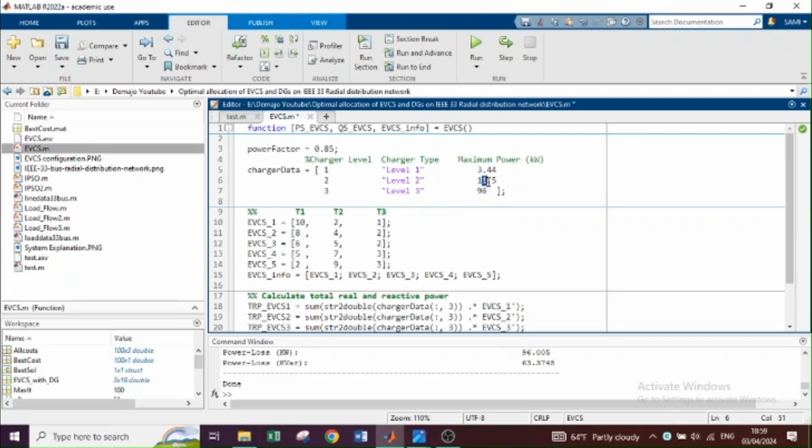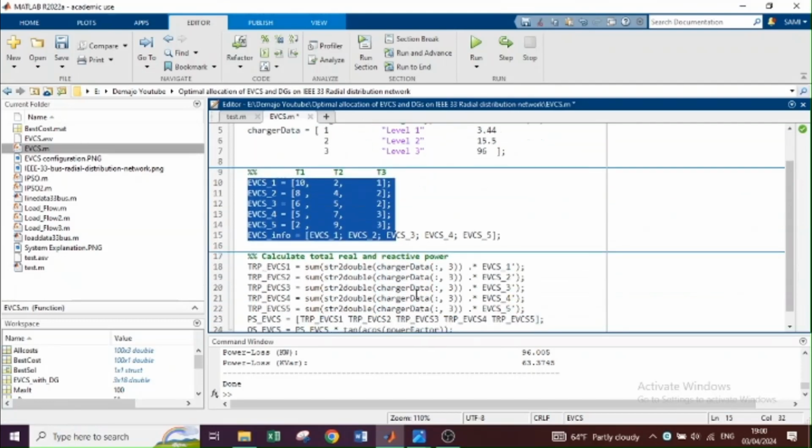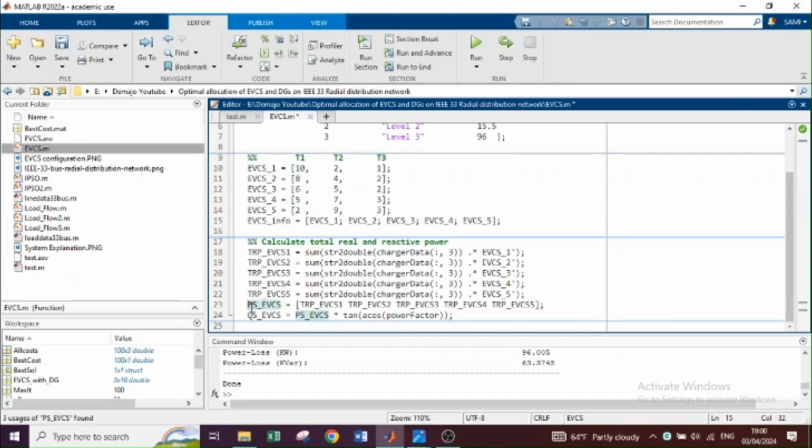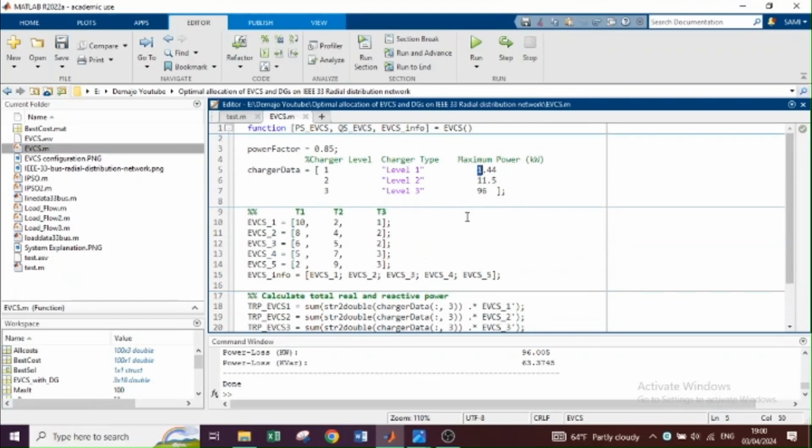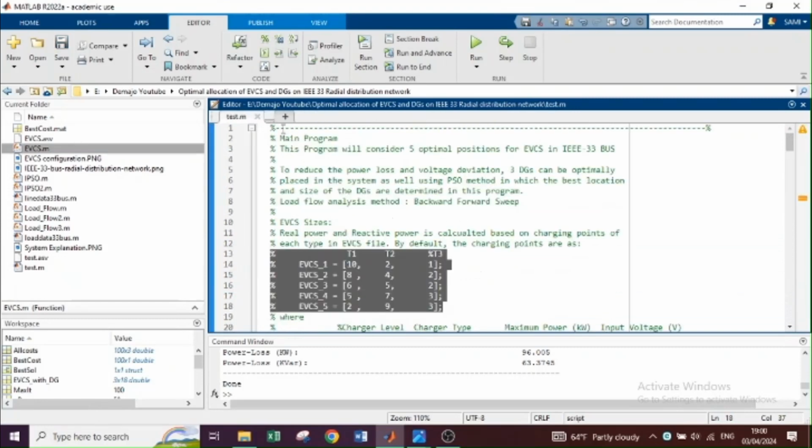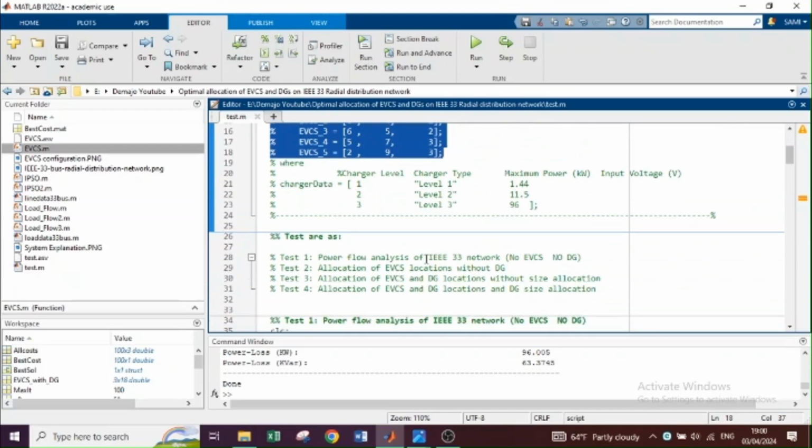Go ahead and change the number as the charging point you have, and the power loss and the real power and reactive power calculation would basically follow the same. Or if you want to have a different power factor, you can even change the power factor of 0.85 to any number that you think is good to have.